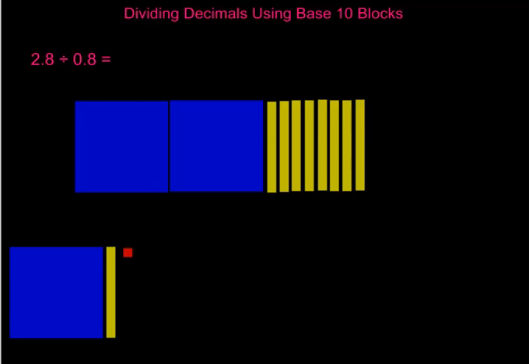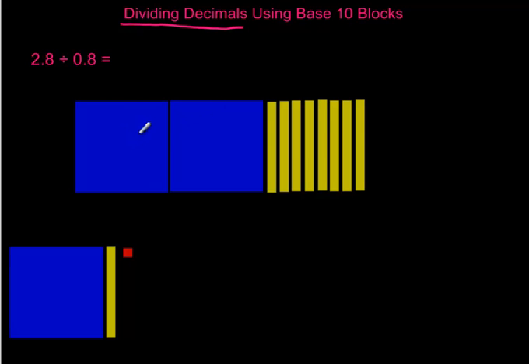All right, so you've learned to multiply with base 10 blocks, multiply decimals. Today we're going to learn how to divide decimals using base 10 blocks. So we have a question here: 2.8 divided by 0 decimal 8. That's not very good. I ran into the 0 decimal 8, but you have that question.